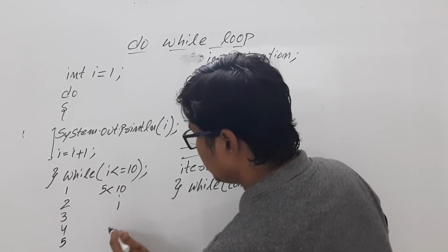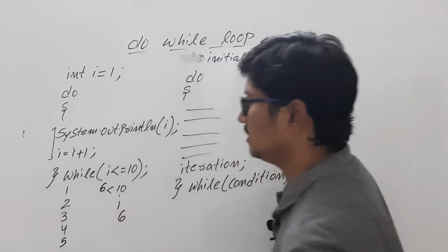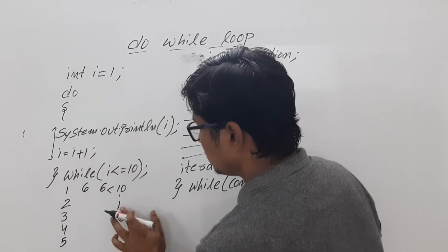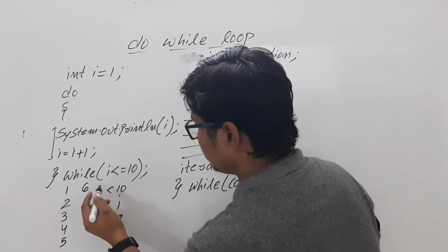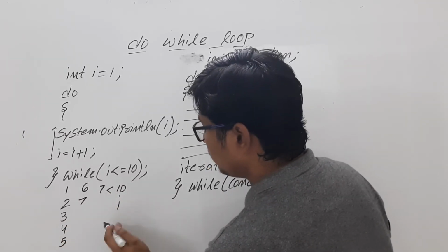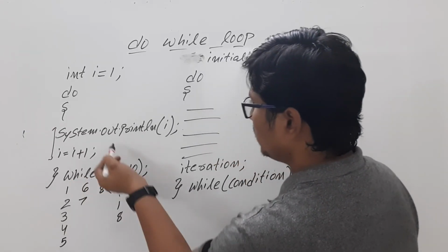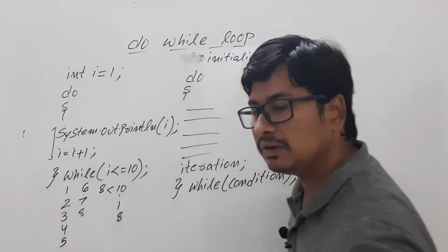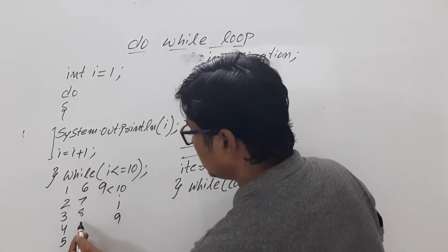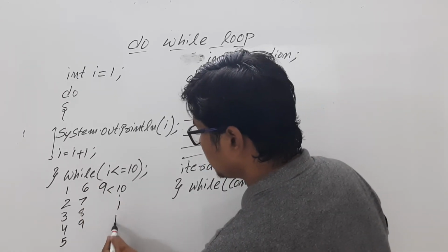Then the i value will be updated to 6. And then you will verify the condition. Is 6 less than 10? Yes. So you will display the 6. It will be 7. Again 7 is less than 10. The condition is true. 7 will be displayed. The i value will be updated to 8. Again 8 is less than 10. So again the statements will be executed. 8 will be displayed. The i value will be 9. 9 less than 10. 9 will be displayed. Okay. Is it clear? The i value will become 10.